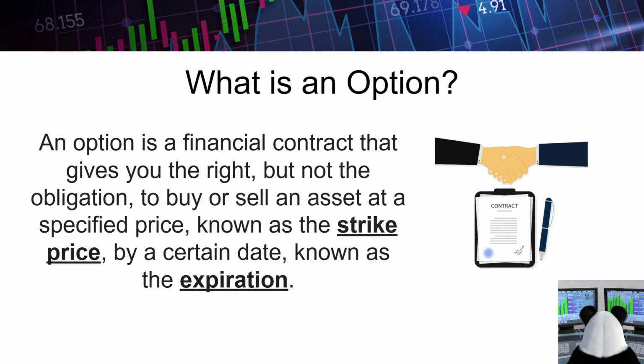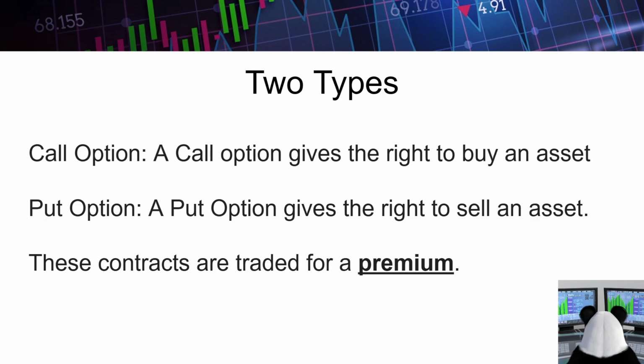An option is a financial contract that gives you the right but not the obligation to buy or sell an asset at a specified price, known as the strike price, by a certain date, known as the expiration. There are two types of options: call options and put options. A call option gives you the right to buy an asset, while a put option gives you the right to sell an asset. The right is purchased for a premium, or the price of the contract.